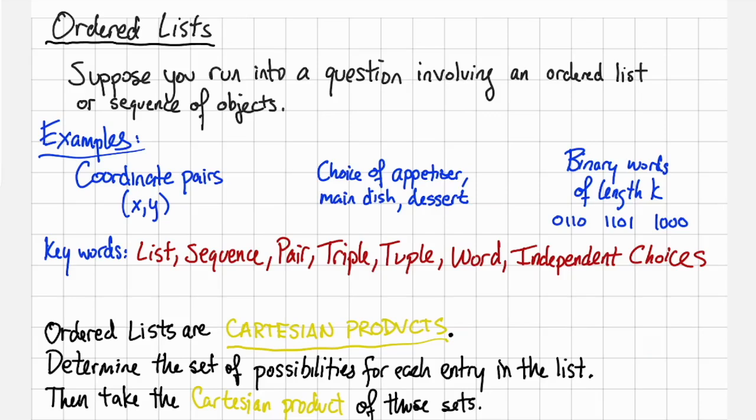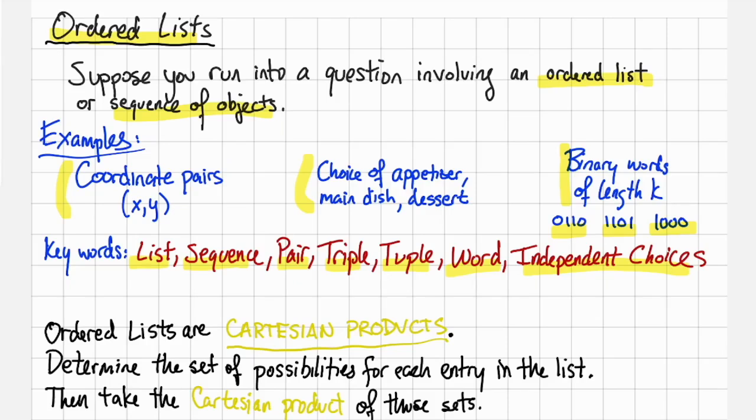Another type of construction you might run into when you're thinking about word problems are ordered lists. So let's say you run into a question that involves an ordered list or a sequence of objects. That might look like coordinate pairs, or choice of an appetizer, main dish, or dessert, or binary words of length k, that is, sequences of zeros and ones. Some key words that signal to you that you have a list or a sequence of objects are list, sequence, or pair, triple, tuple, a word, or independent choices. All of those words are telling you that you have a list or a sequence of objects.